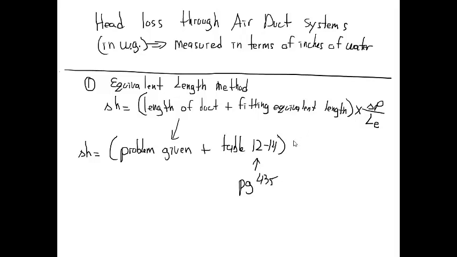So you're going to look at that and then multiply the sum total of that by the losses given in figures 12.21 and 12.22. So I'm just turning here in my book right now to give you an idea of where those figures are found. Figures 12.21 and 12.22 are given on pages 420 to 421. And I'll go over a little bit of what that looks like. Okay, so that will be the equivalent length method.